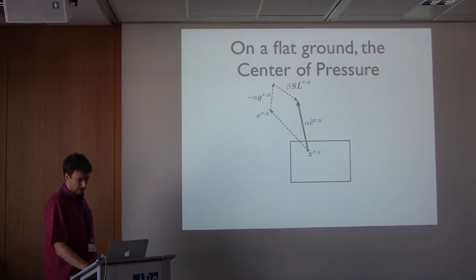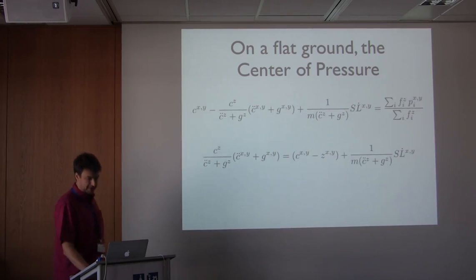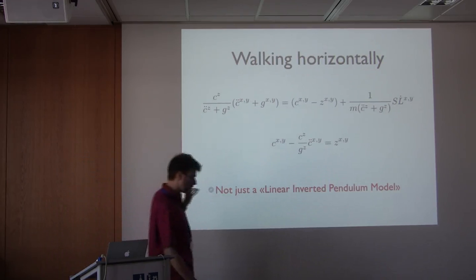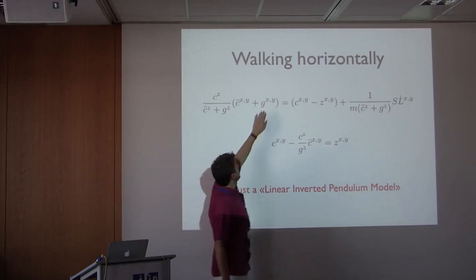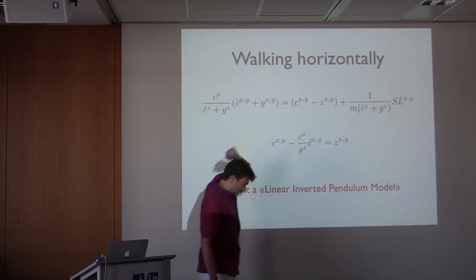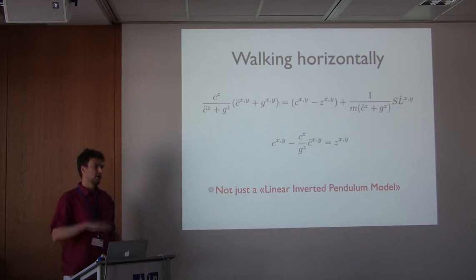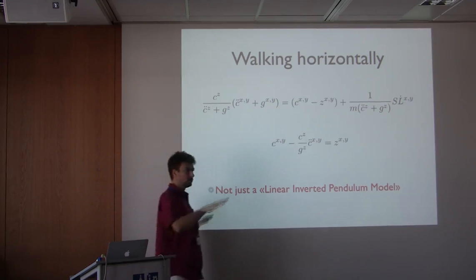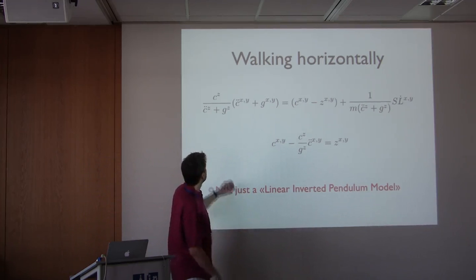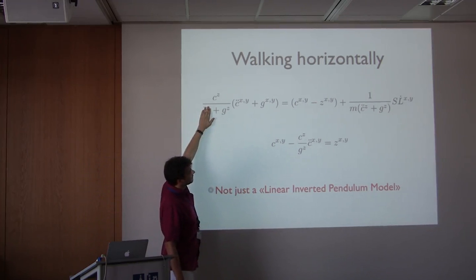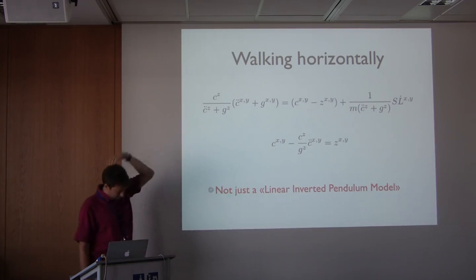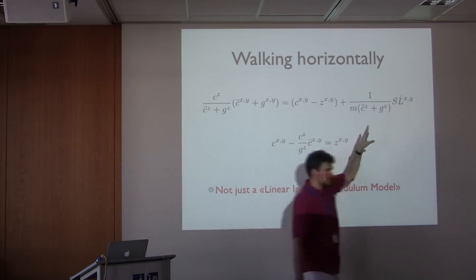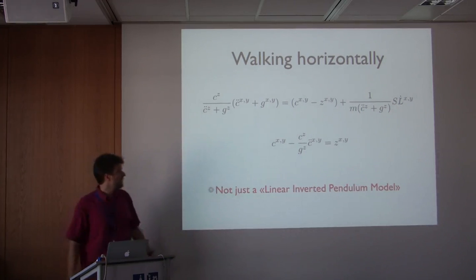Okay, so we have this equation here. What happens now if you walk on a horizontal ground? Then you get rid of this. What happens if you consider that you walk more or less horizontally, so that you have very small vertical acceleration? So you can forget about this term. And let's forget about this term, because it's really a problem. So you end up having this model here.